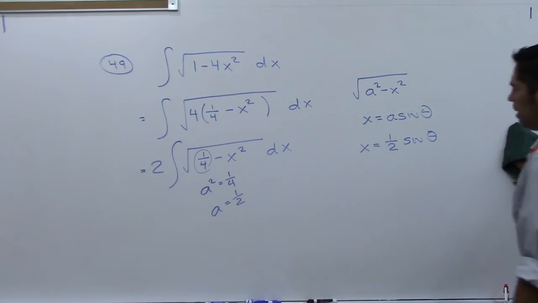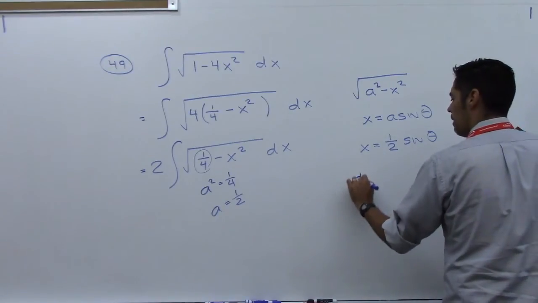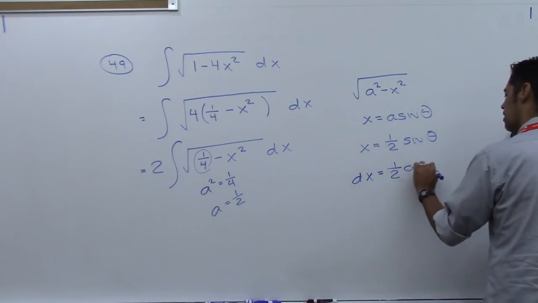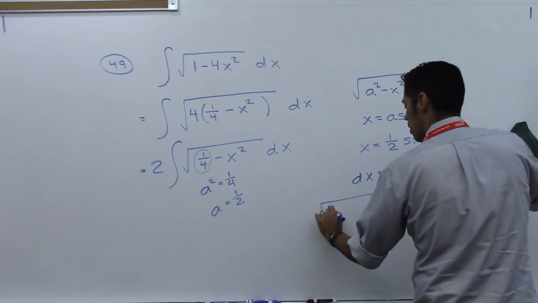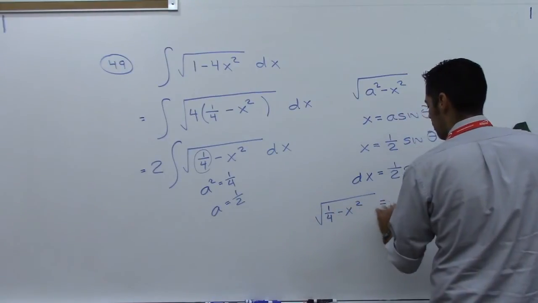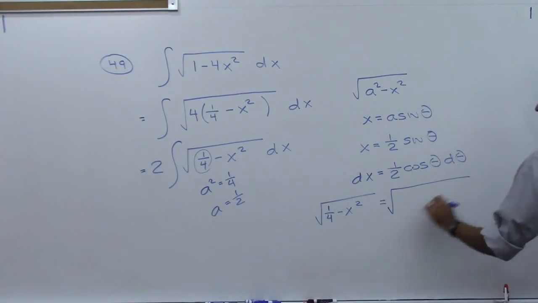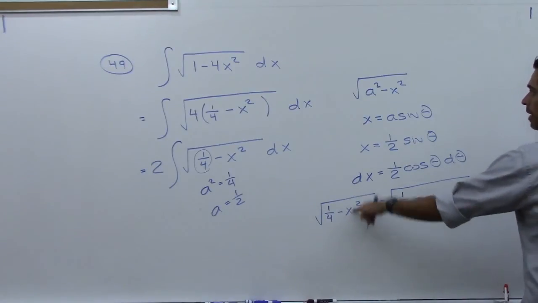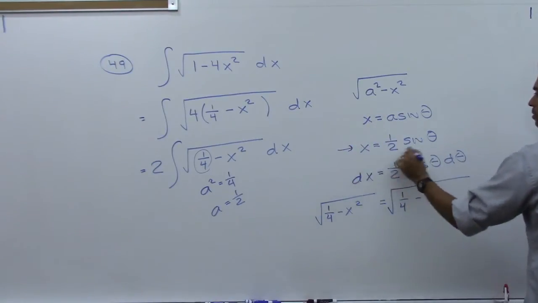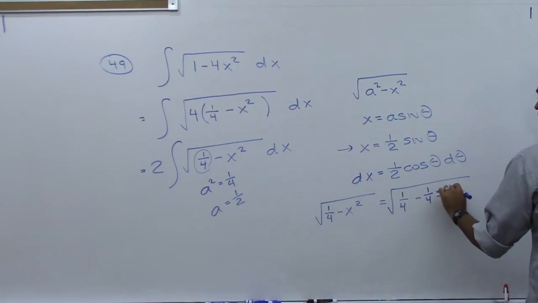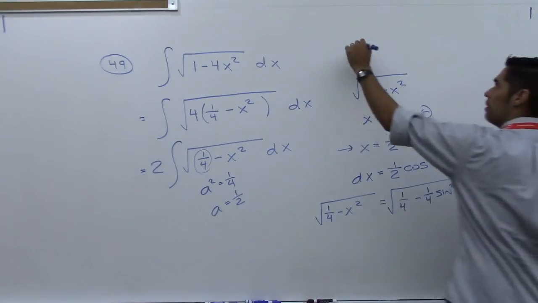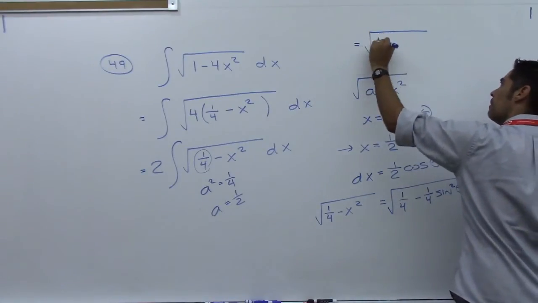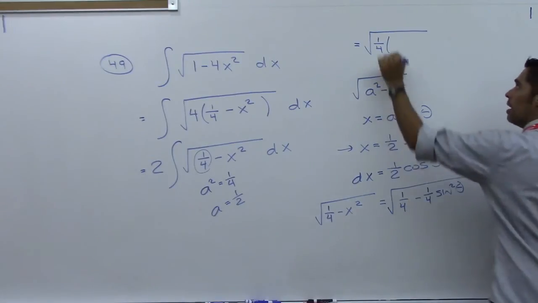So from this, I get my pieces of information. I take the derivative here. dx is 1/2 cosine theta d theta. And then the square root of 1/4 minus x squared, which is the square root part, is the square root of 1/4 minus, now I'm squaring x, so here's x right here. Square it, you get 1/4 sine squared theta. Factor out a 1/4. Come back up here with it. Factor out the 1/4. And then you're left here with 1 minus sine squared theta.